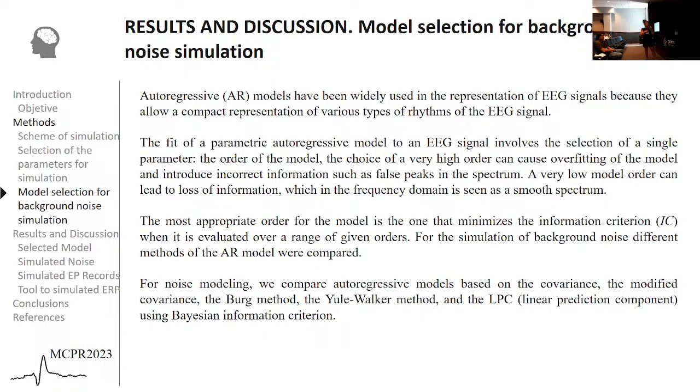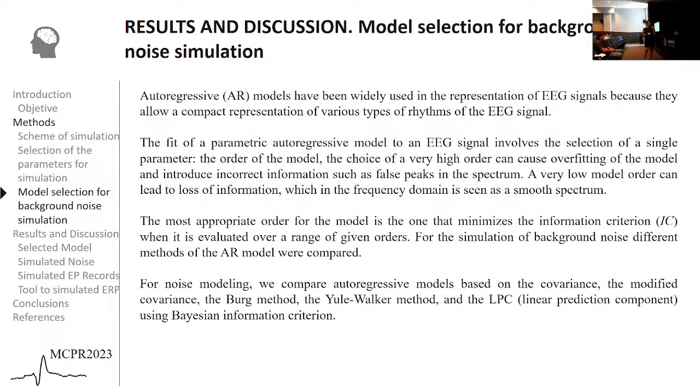The fit of the parametric autoregressive model to an EEG signal involves the selection of one important parameter, the order of the model. The choice of a very high order can cause overfitting of the model and introduce incorrect information, such as false peaks in the spectrum. A very low model order can lead to loss of information, which in the frequency domain is seen as a smooth spectrum. The most appropriate order for the model is the one that minimizes the information criterion, which is evaluated over a range of given orders.